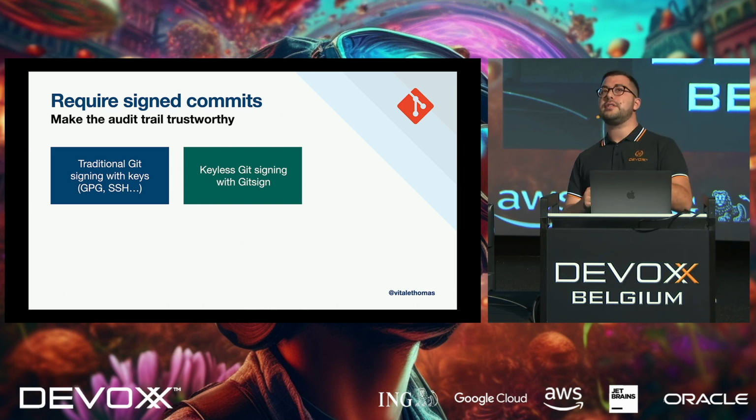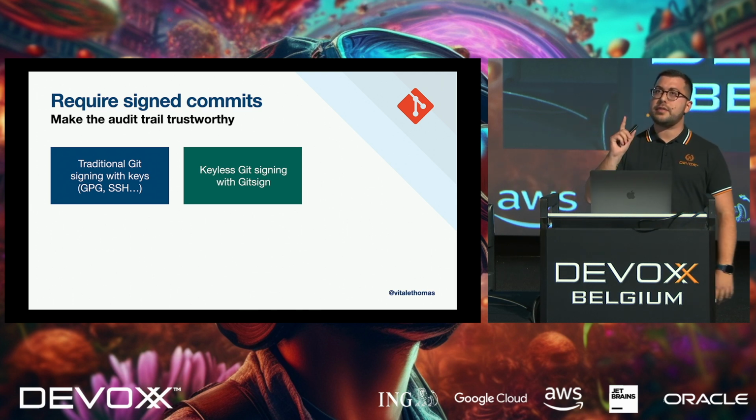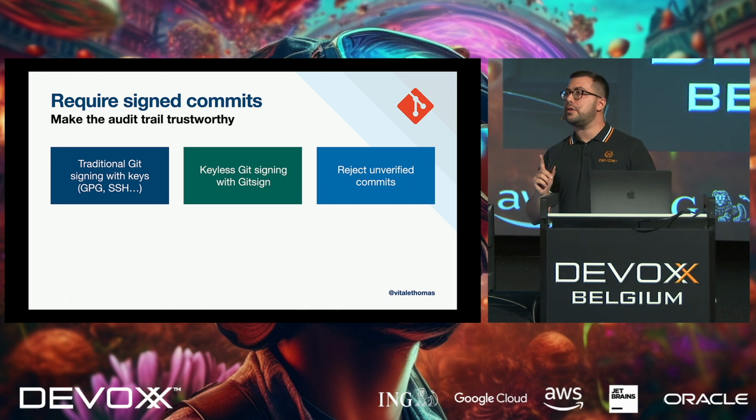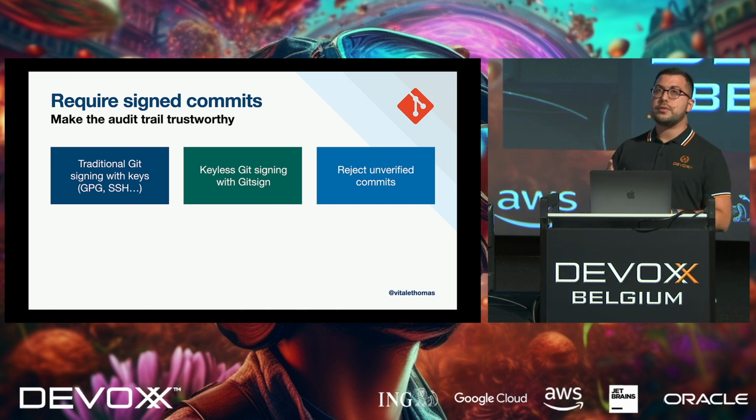Unfortunately, using a tool like GitSign, there's not much support yet in Git platforms like GitHub and GitLab. I know they're working on it, but unfortunately, they still don't know how to validate keyless signing. So we have to fall back on keys. But the important part is that if a commit has a signature that cannot be verified, we want to reject that.